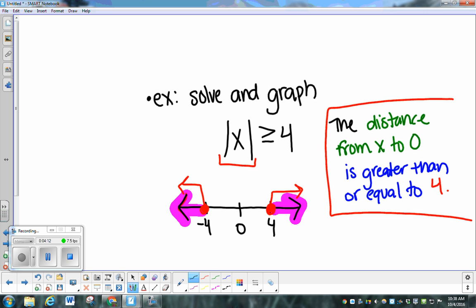And if we were going to write this in interval notation, we would say x can be anything from -infinity up to -4, including -4. Or, so use a union, x could be anything from 4 all the way up to infinity. So we use an or on these problems where the distance from x is greater than any number.